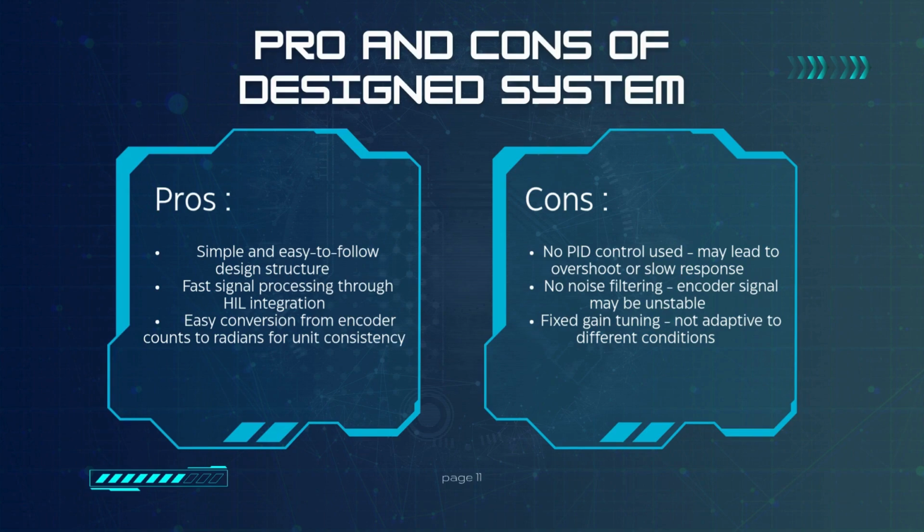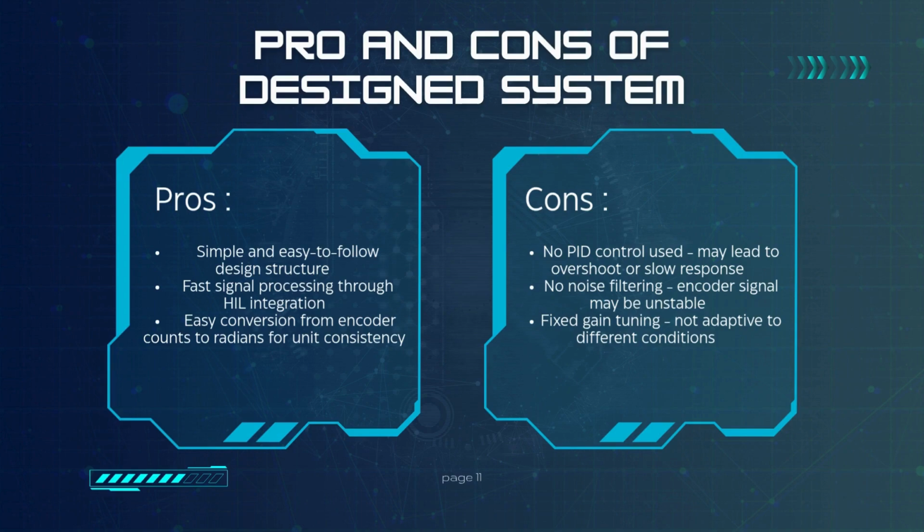Next, we proceed to the cons of the system. First, we have no PID control use. This may lead to overshoot or slow response. Our design currently uses simple proportional control. Without a PID controller, we can't fine-tune the system behavior. This might cause the motor to overshoot the target or take longer to settle at the desired angle.